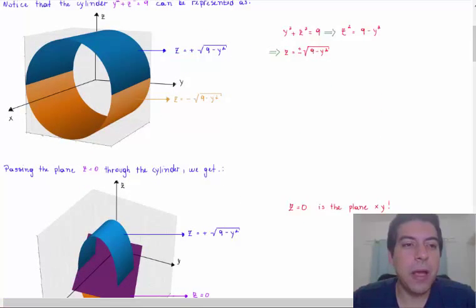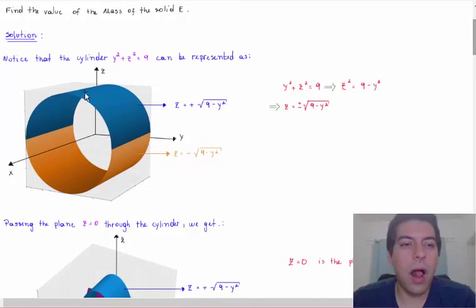So let's begin. Firstly, we'll consider the cylinder of equation y squared plus z squared equals 9. Let's isolate the z variable in this equation. To do that, we just have to send the y squared to the right side of this equation and take the square root on both sides of the equation. So we have two equations with z isolated on the left side.